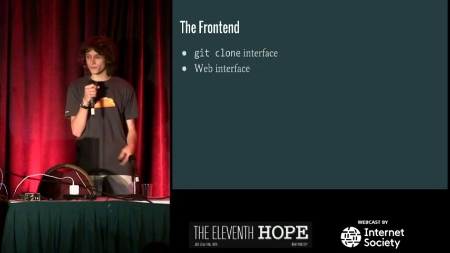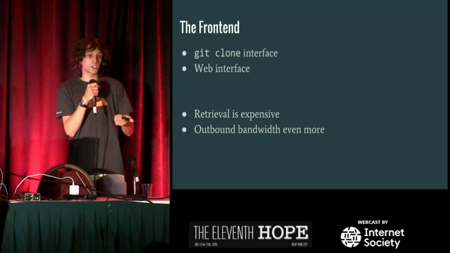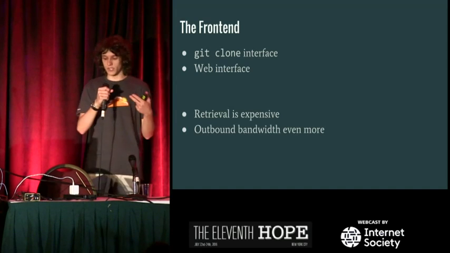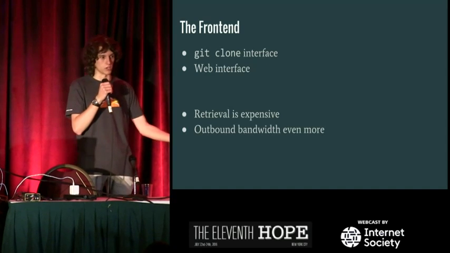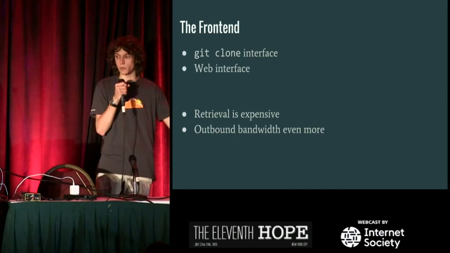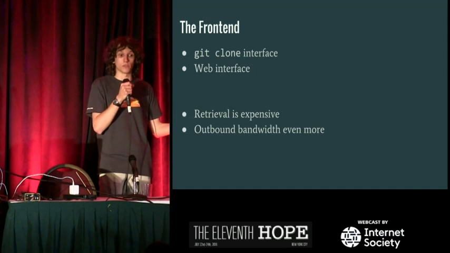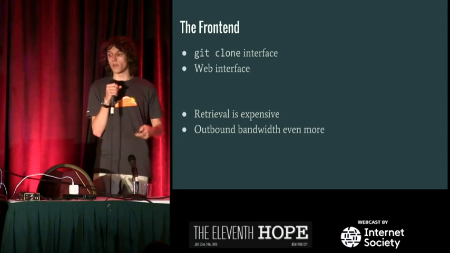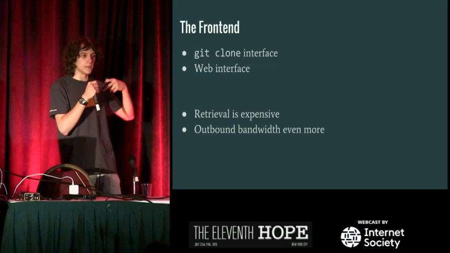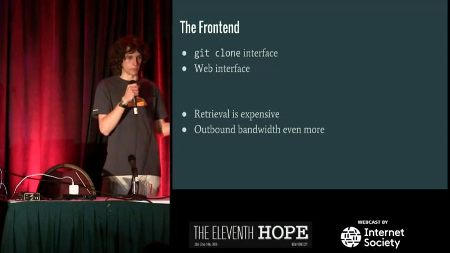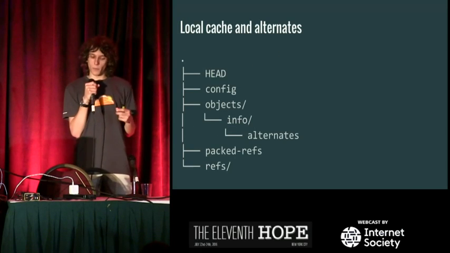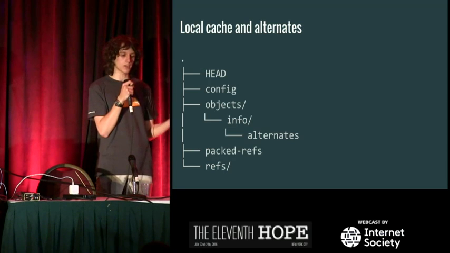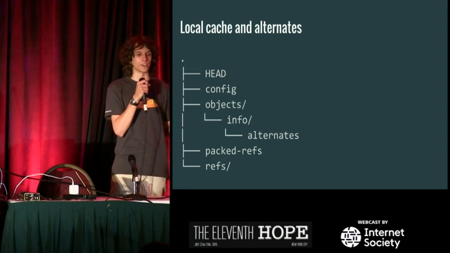web interface. The problem with this is that, first, retrieval is expensive. This is nearline storage, so getting things out of cold storage should be done as little as possible. And outbound bandwidth is the most expensive thing in the entire system. So every time someone clones, we can't just give them everything and hope for the best. So how we solved it is using a local cache and something called Git alternates.